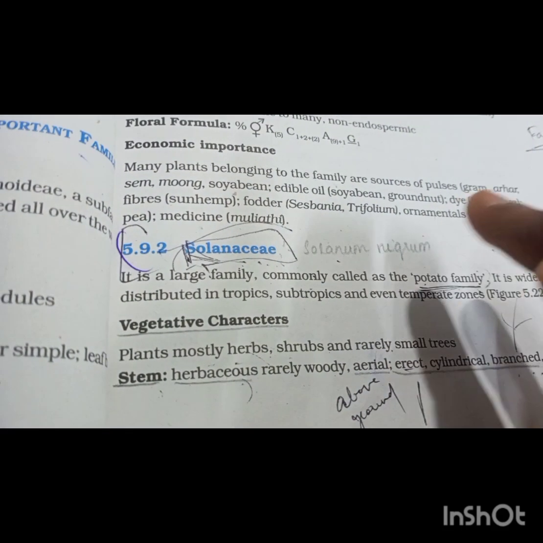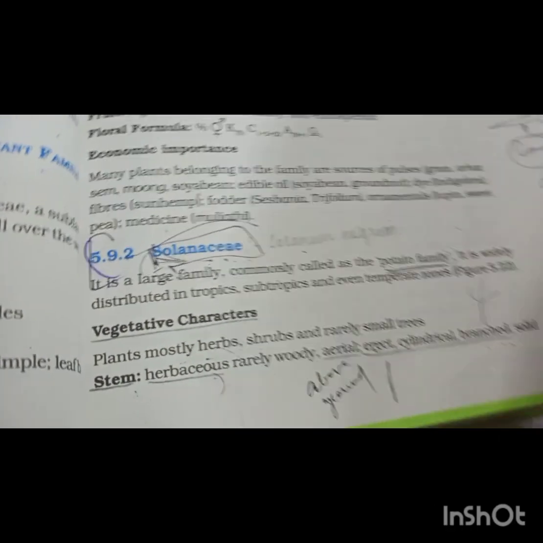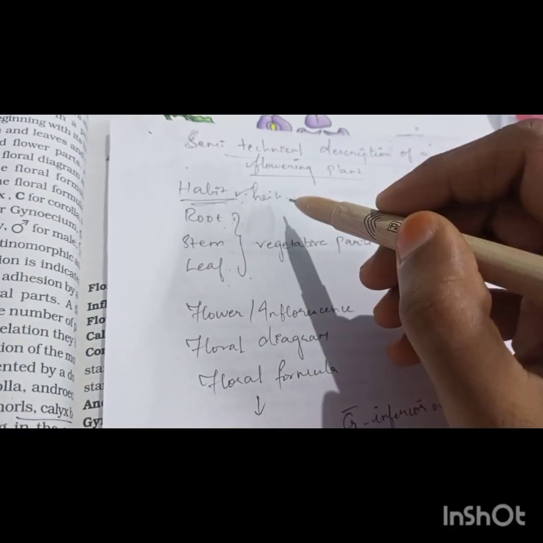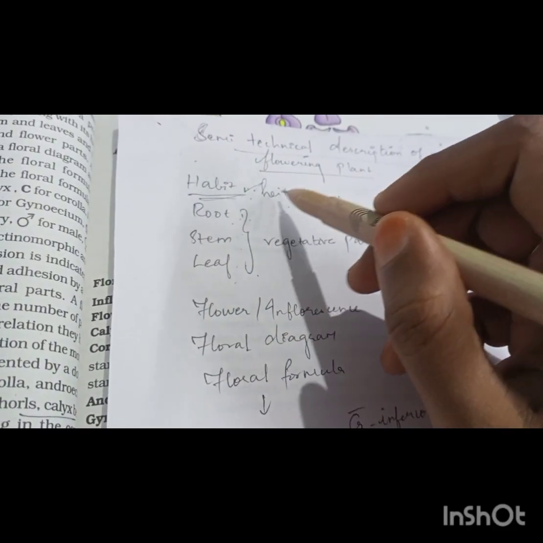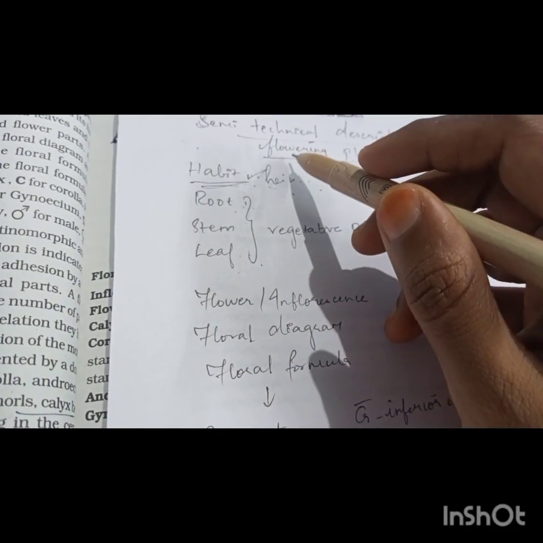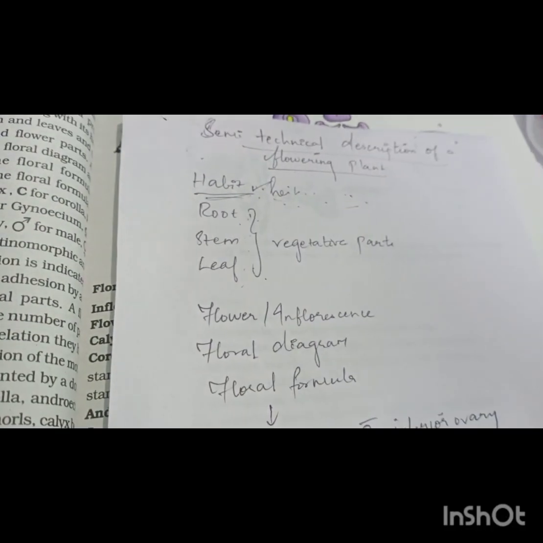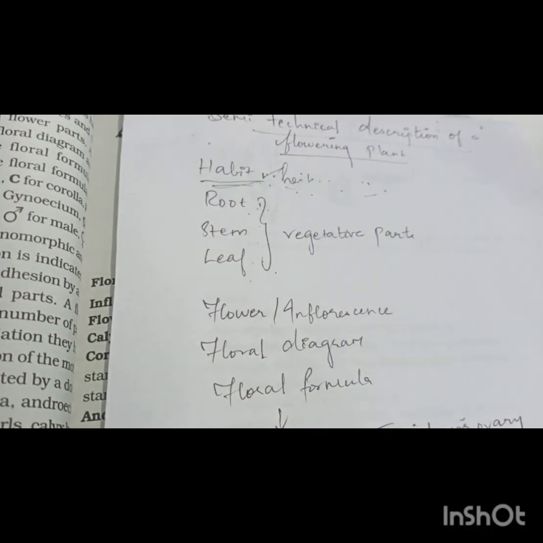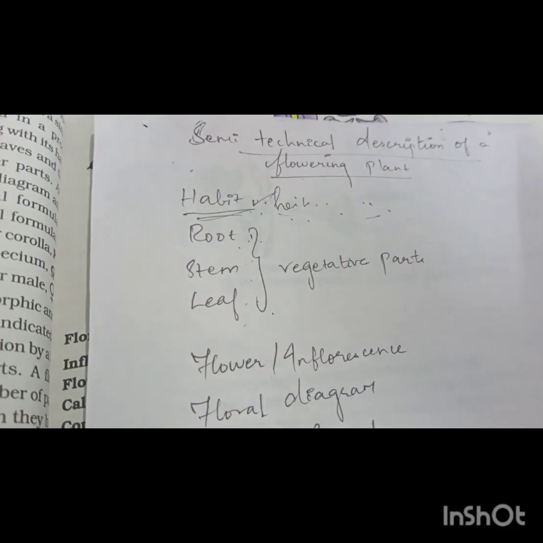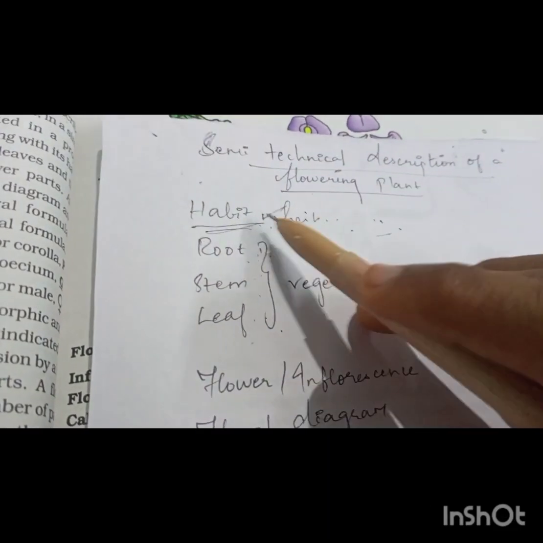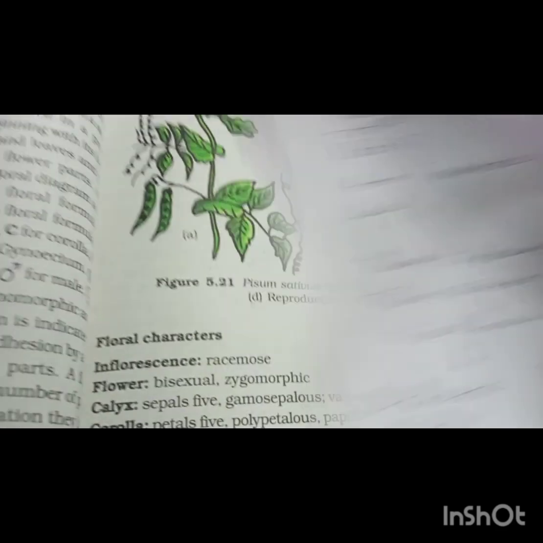This is a semi-technical description of a flowering plant. So how is it done? First, about its habit, whether it is herb, shrub or tree. Since it is a family, some of the genera may be herbs, some may be shrubs, and rarely or many trees may also be present. So we cannot restrict it only to herb, shrub or tree. Various habits are possible, yes or no, because it includes so many plant genera.